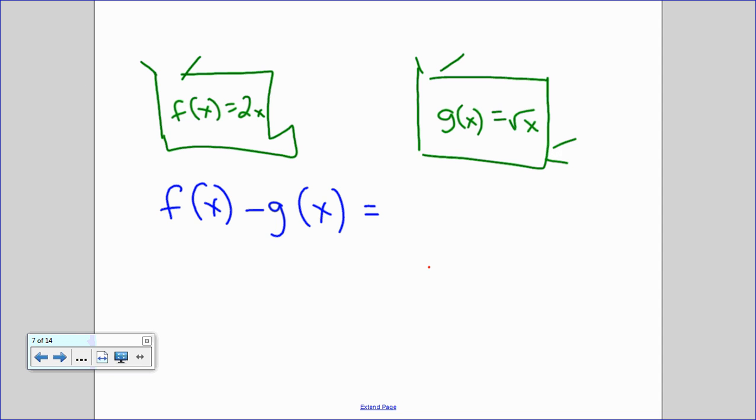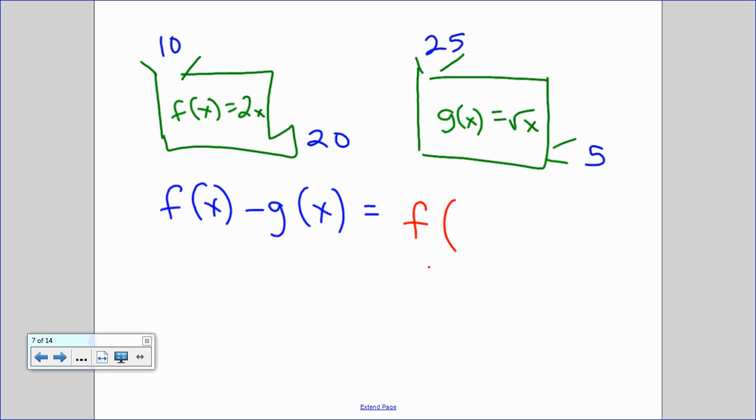So let's plug into our machines. Let's plug in 10 and 25. So when 10 goes into f, we get 20. We're doubling it, and then we square root 25 to get 5. So if we want f of x minus g of x, a specific value could look like this.